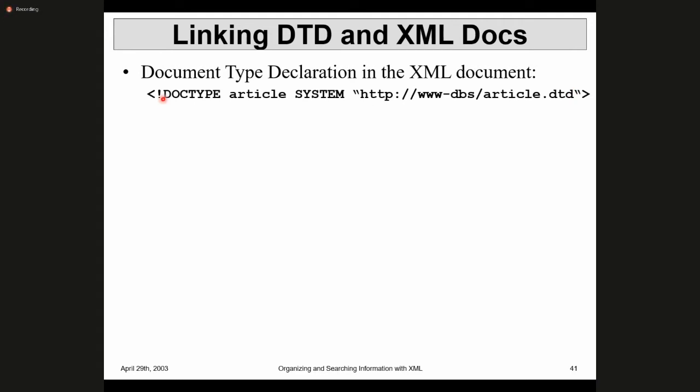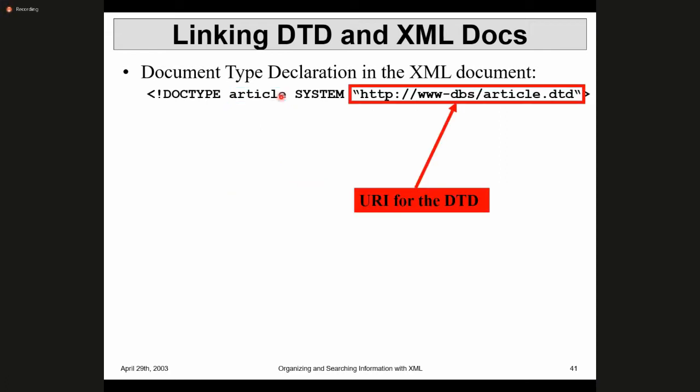At the start of an XML document, we have to define which DTD we are going to refer to for this particular XML document. DOCTYPE and SYSTEM are keywords, and article is the root element in the DTD as well as in our document. And this is the link or the URI for the DTD.